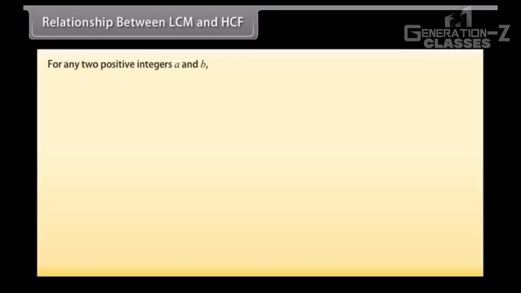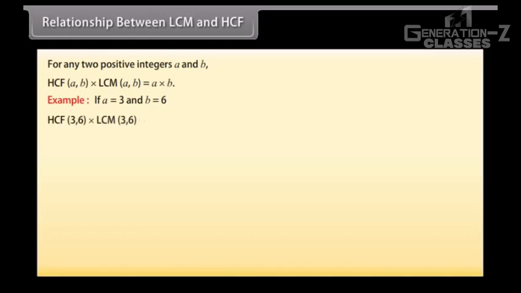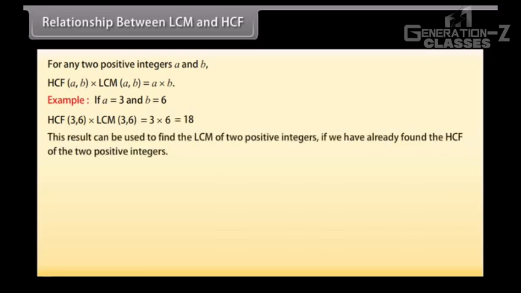Relationship between LCM and HCF. For any two positive integers a and b, HCF(a, b) × LCM(a, b) = a × b. Example: if a = 3 and b = 6, HCF(3, 6) × LCM(3, 6) = 3 × 6 = 18. This result can be used to find the LCM of two positive integers if we have already found the HCF of the two positive integers.